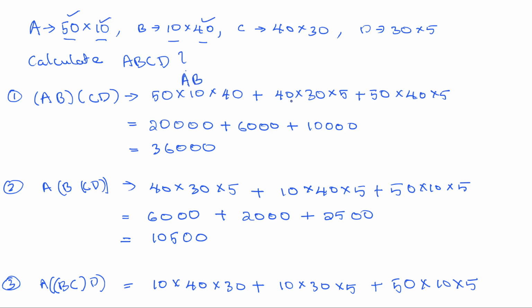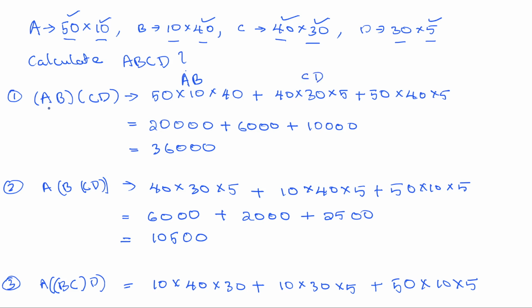Similarly, the number of multiplications required to calculate CD will be as follows: the number of rows of C is 40 and the columns are 30, the number of rows of D is 30 and the columns are 5. So the total number of multiplications required to calculate CD will be 40 into 30 into 5. That is written over here, and this is the number of multiplications required to calculate CD.